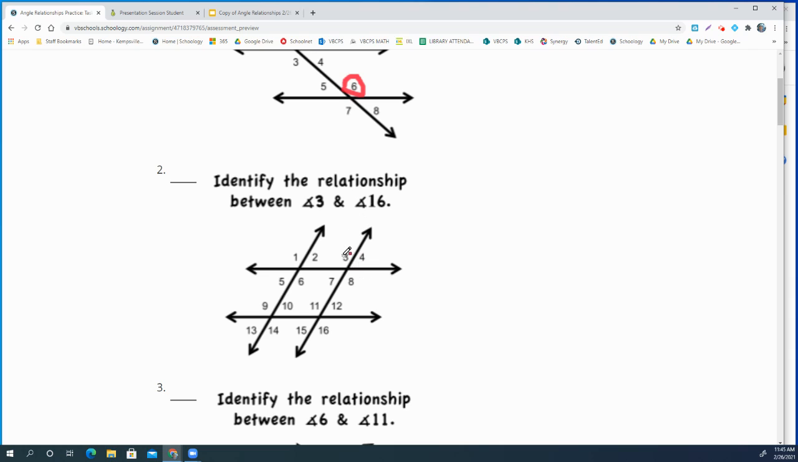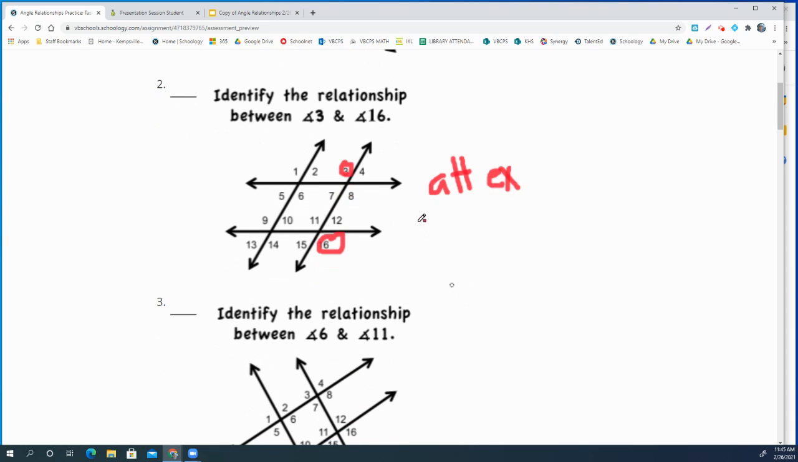What about 3 and 16? How are they related? And we're just going to do like the first couple. 3. Alternate exterior, absolutely. Some people in my first block said, how do you know what's the transversal? So the transversal connects the angles, and then the parallel lines complete them.